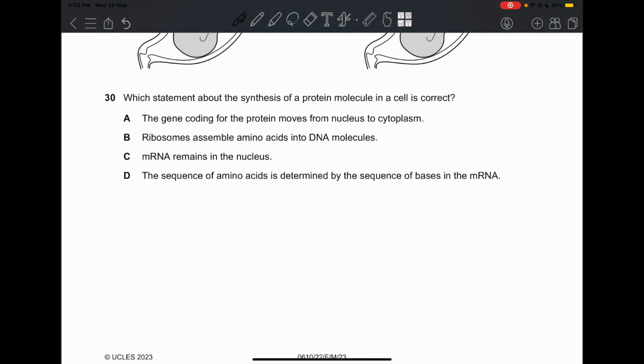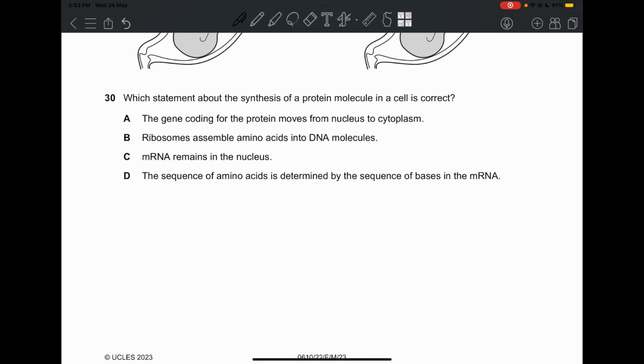Which statement about the synthesis of a protein molecule in a cell is correct? So let's see our options. A says that the gene coding for the protein moves from the nucleus to the cytoplasm. Of course, this is incorrect because the DNA never moves from its place. It's always in the nucleus. B says that the ribosomes assemble amino acids into DNA molecules. This is incorrect because amino acids are not assembled into DNA molecules, they are assembled into proteins.